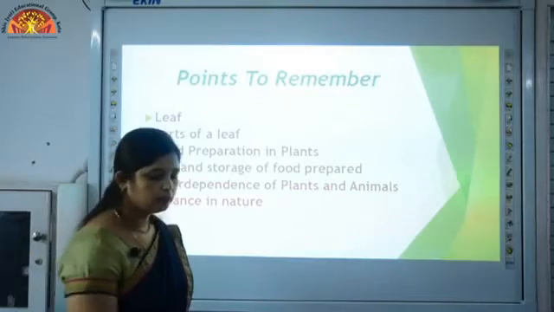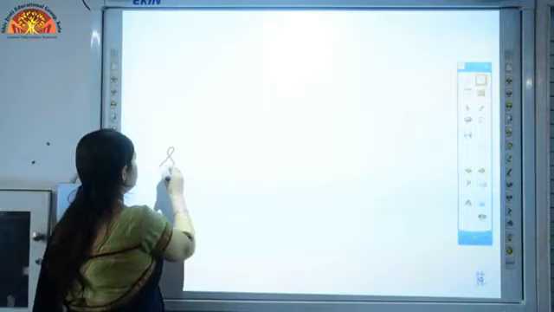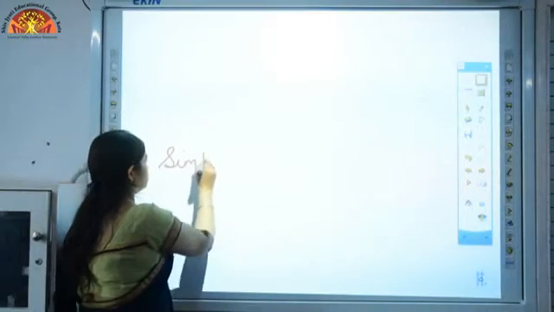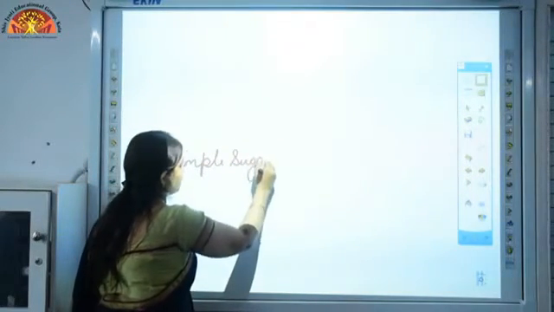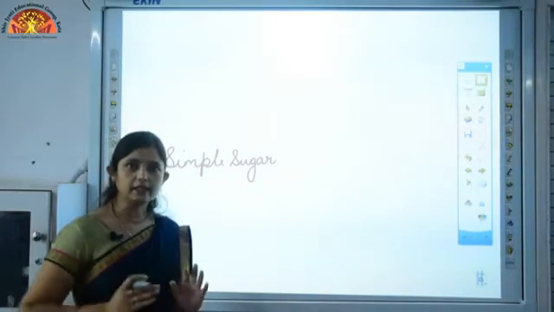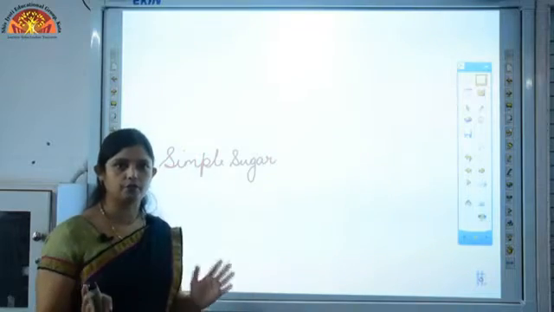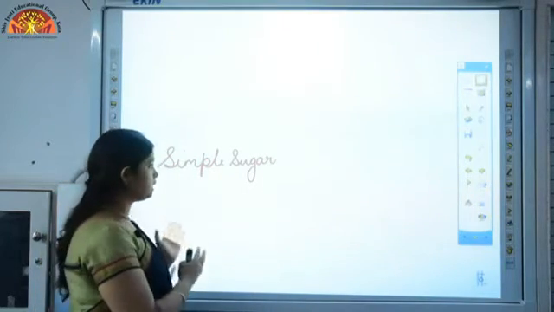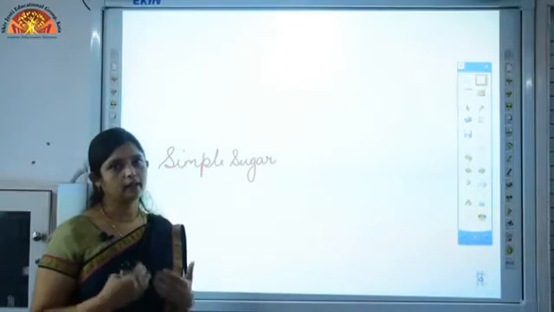So students, when food is prepared by the plants, it is prepared in the form of simple sugars. Plants convert all the raw materials into simple sugars. Now these simple sugars are transported from leaves to different parts of the plant, where they use these sugars to get energy so that they can live and they can grow.